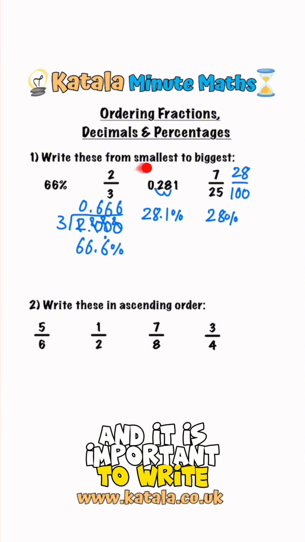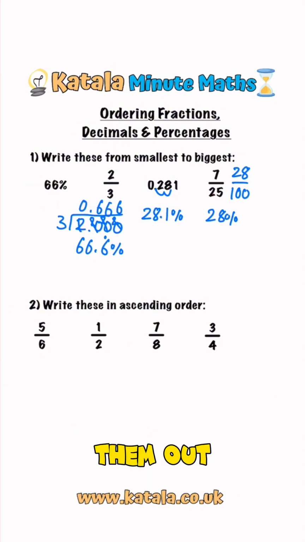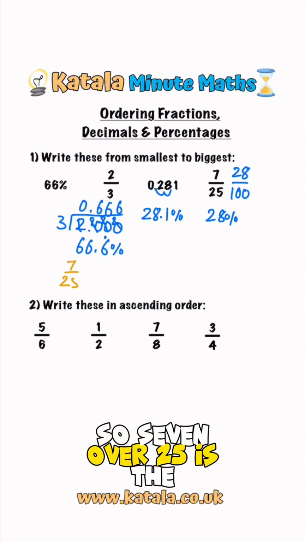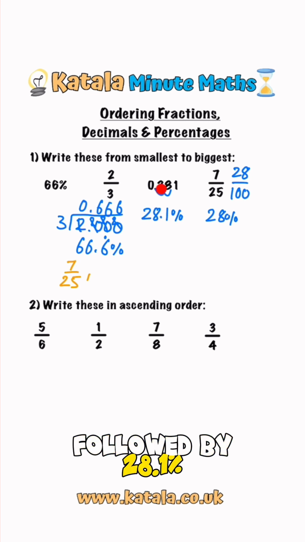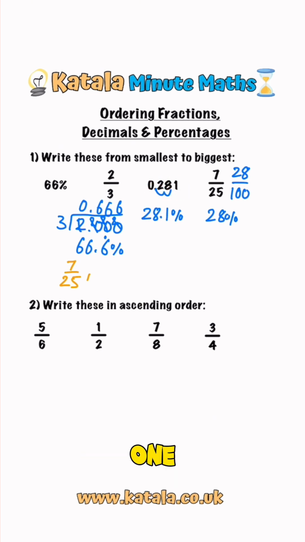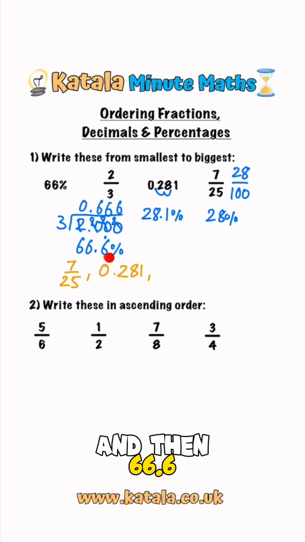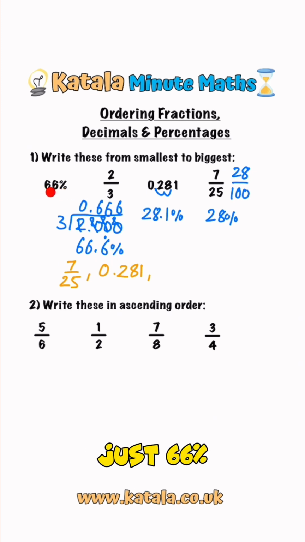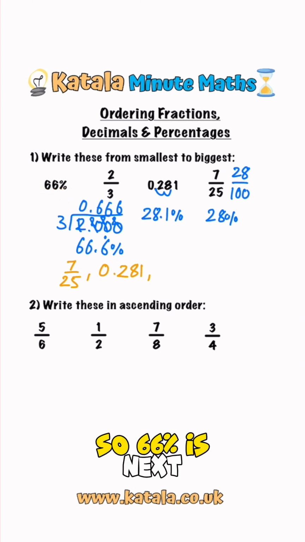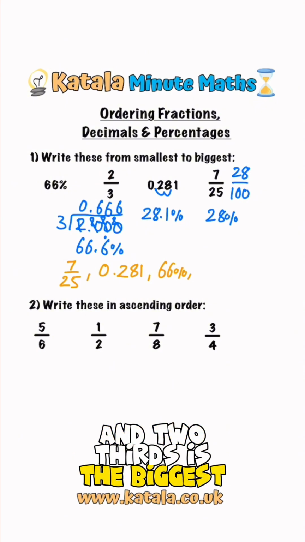And it is important to write down the original form of the numbers when you're listing them out. So 7/25 is the smallest, followed by 28.1%, which was 0.281. And then 66.6 recurring percent is bigger than just 66%. So 66% is next, and 2/3 is the biggest.